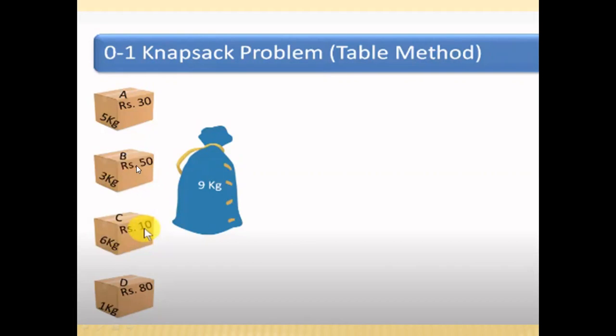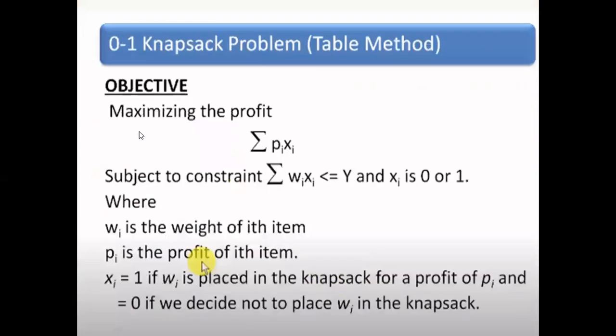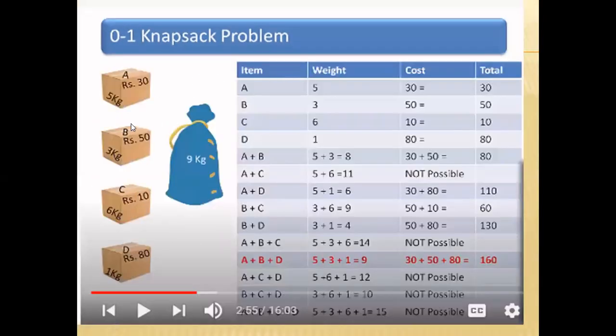The profits are 30 rupees, 50 rupees, 10 rupees and 80 rupees. Which objects placed in the knapsack give the maximum profit? That is your problem: the total object can be placed in the knapsack. So by the tabular method, which is not dynamic programming but a trial and error method, you place different objects.